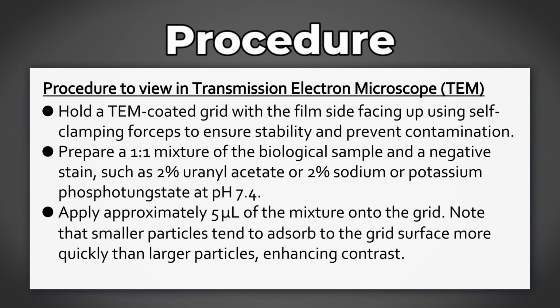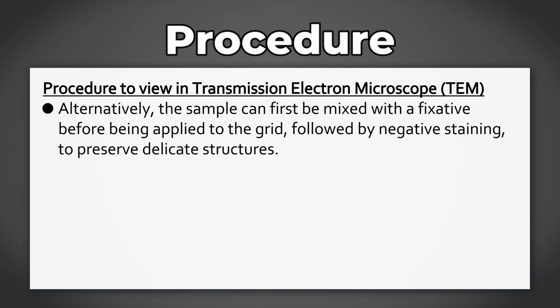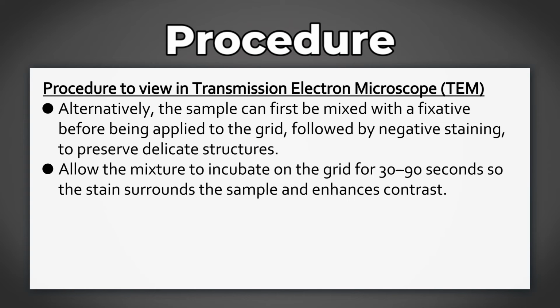Apply approximately 5 microliters of the mixture onto the grid. Note that smaller particles tend to adsorb to the grid surface more quickly than larger particles, enhancing contrast. Alternatively, the sample can first be mixed with a fixative before being applied to the grid, followed by negative staining to preserve delicate structures. Allow the mixture to incubate on the grid for 30 to 90 seconds, so the stain surrounds the sample and enhances contrast.